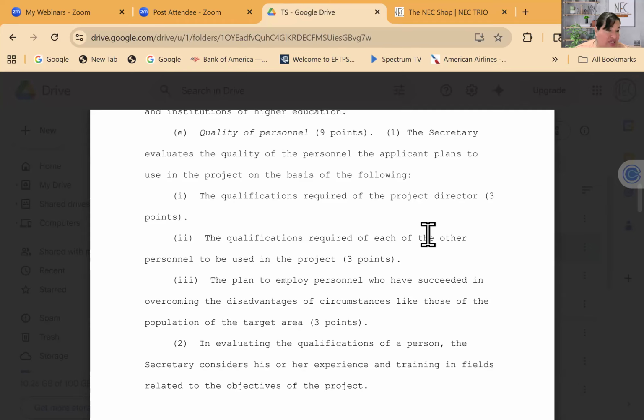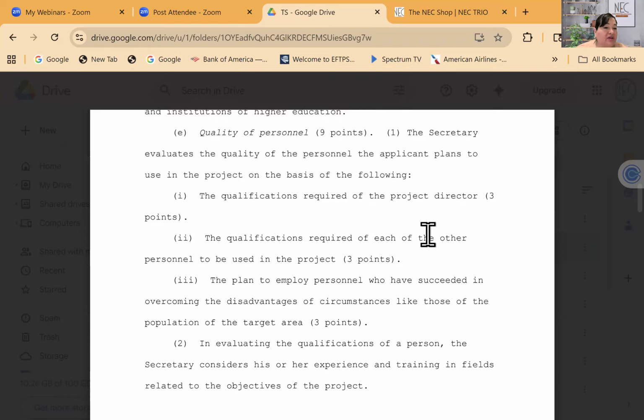It was designed to do that, so to speak, and now we're not supposed to do that, so we'll get to that. So the quality of personnel, speaking directly from the RFP, which is also listed in the regulations, is 9 points. The secretary evaluates the quality of the personnel the applicant plans to use in the project on the basis of the following. I did have a client one time, Teresa, that said, well, everybody's been in place for the last 10 years plus.